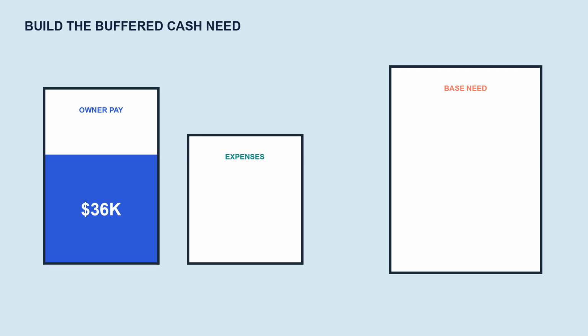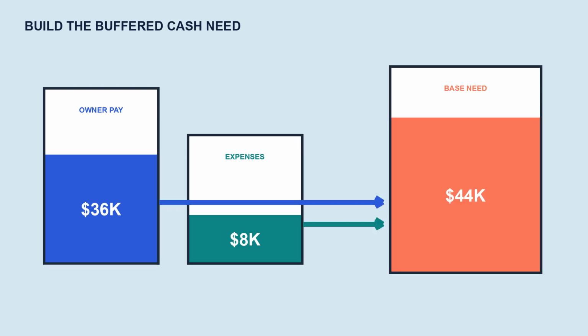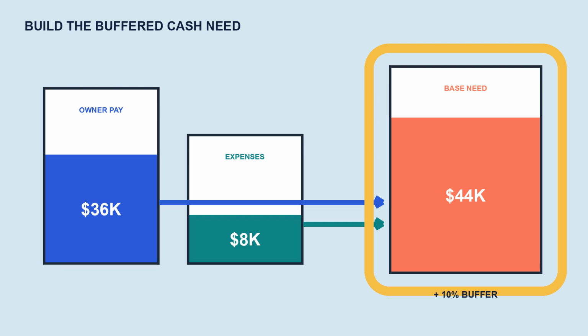The hypothetical owner pay goal is $36,000. Add $8,000 of annual expenses, and the base cash need is $44,000. Now add a 10% buffer for gaps, surprises, and small overruns. 44,000 times 1.1 equals $48,400. A buffer is not profit magic. It is a deliberate assumption that the year will not run perfectly.